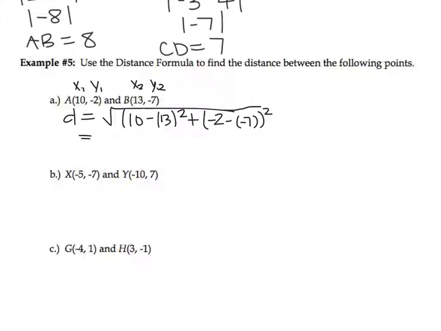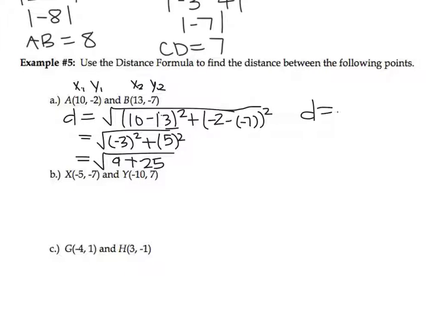10 minus 13 is -3. So we have -3 squared plus -2 minus a -7 becomes addition. So we get -2 plus 7, which is 5 squared. -3 squared is a positive 9. 5 squared is 25.